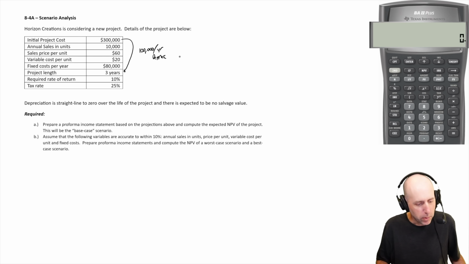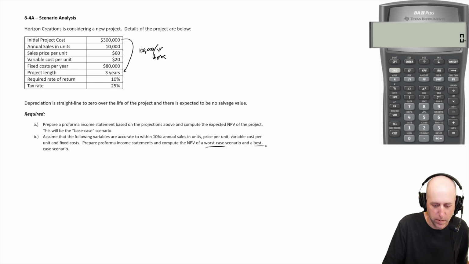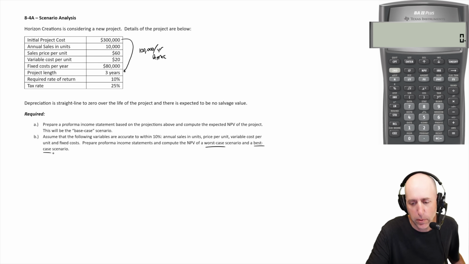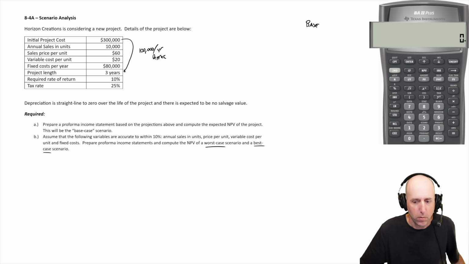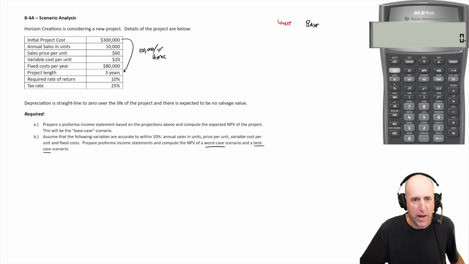The question says, prepare a pro forma income statement based on the projections above and compute the expected net present value of the project. This will be your base case. And in the next one, we're going to have worst case and best case. So I think a good, sensible way to do this is to prepare our income statement in 3 columns. We're going to have base, worst case, and best case, all side by side, so we can look at them all together and prepare them all together. And there are some efficiencies in doing it all in one chunk.